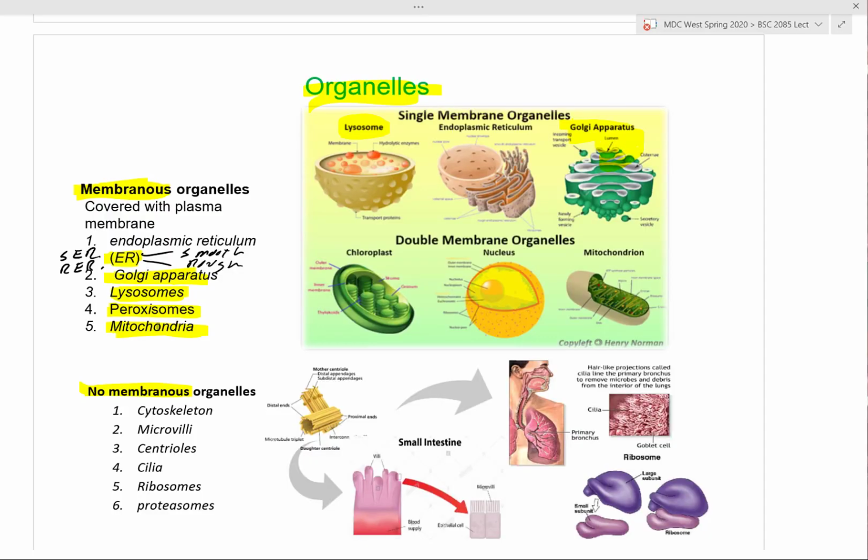Those are the membranous organelles. The non-membranous organelles are going to be the other ones. I'm not even going to list them, so you guys learn one and the other is the other. Does that make sense? So learn one, whichever one you think is easier, okay? And the other ones are the other one.